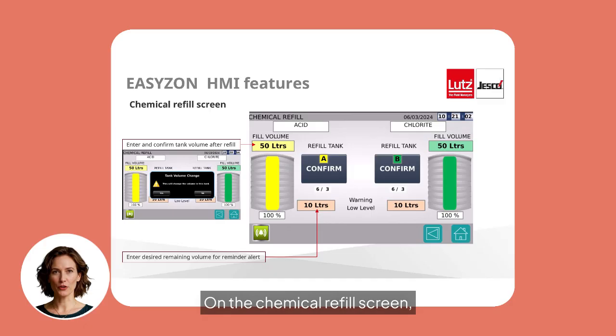On the chemical refill screen, operators enter the new fill volume after topping up each tank and confirm the value. They can also set a low-level warning threshold. This ensures the HMI provides timely reminders before chemicals run low, reducing the risk of unplanned shutdowns.